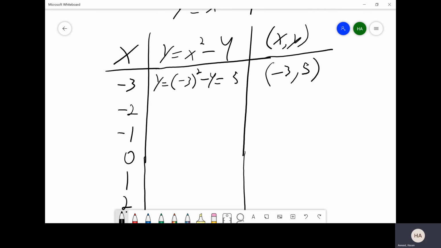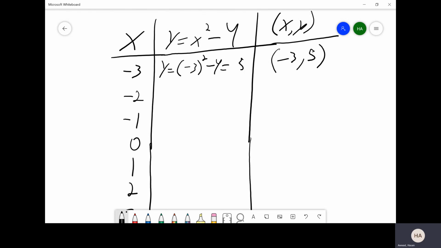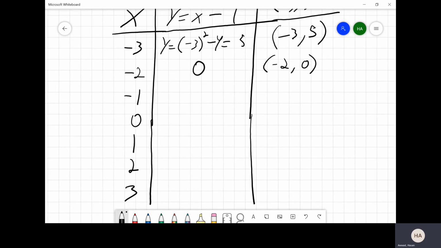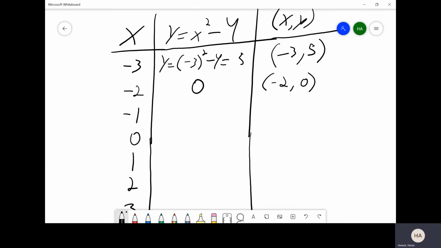Next, we're going to plug in -2. Plugging in -2, we get -2 squared, which is 4, minus 4, so we get 0 here. As a result, that means we get (-2, 0). Now -1: when you square it, you get 1, minus 4, which is -3. So (-1, -3). And 0, well, this isn't too bad. 0 squared is just 0, so 0 minus 4 is -4. And so this ordered pair is (0, -4).